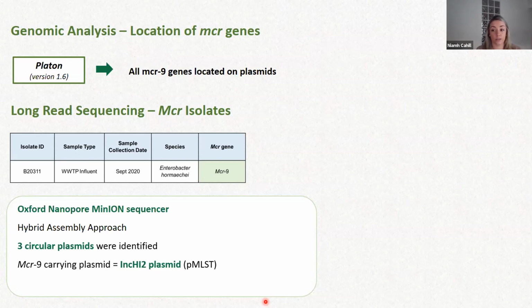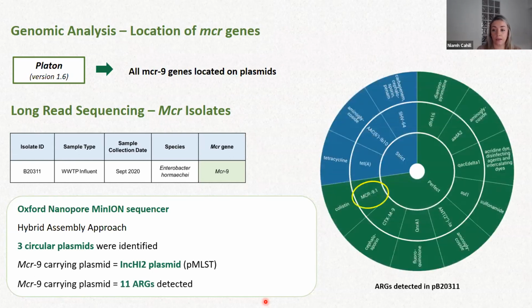One was our MCR9 carrying plasmid. Through PMLST, we identified this as an IncHI2 type plasmid. And on the same plasmid that was carrying our MCR9 gene, 10 other antimicrobial resistance genes were detected on this one plasmid. As you can see, I've listed them here, and some of them are beta-lactamases.